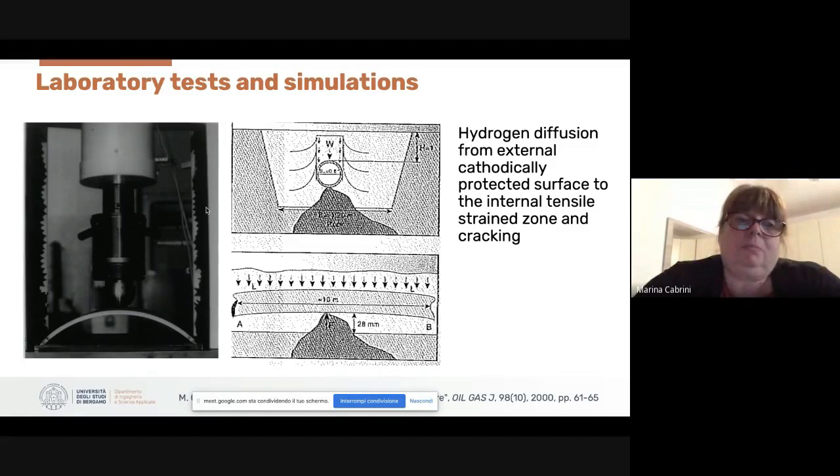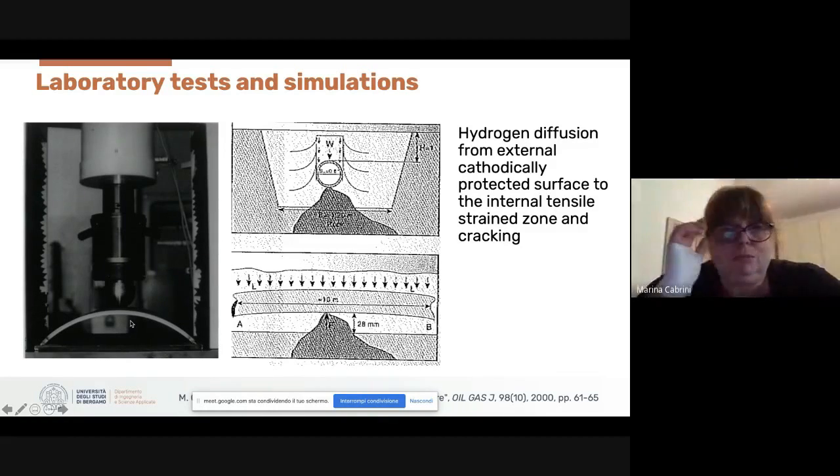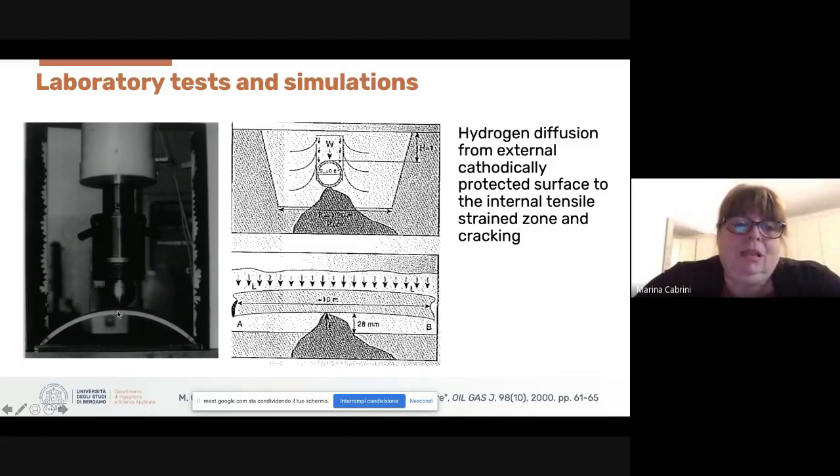It was not possible to make a test of 20 years, and also we have to evaluate the hydrogen diffusion. We consider that the time used for permeation was sufficient to have a condition of cracking. We cannot observe this effect.